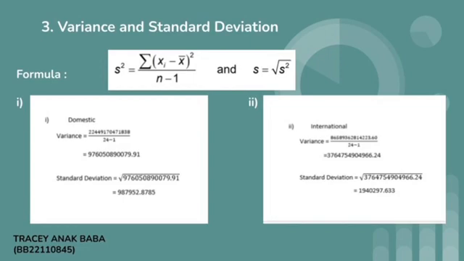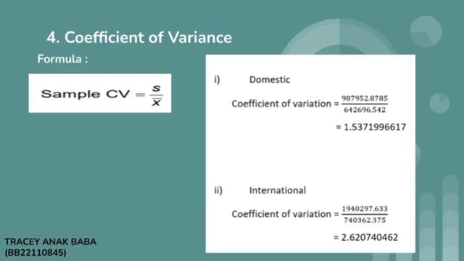The standard deviation for domestic is 987,952.8785, and standard deviation for international is 1,940,297.633. The coefficient of variation is just the standard deviation divided by the mean.